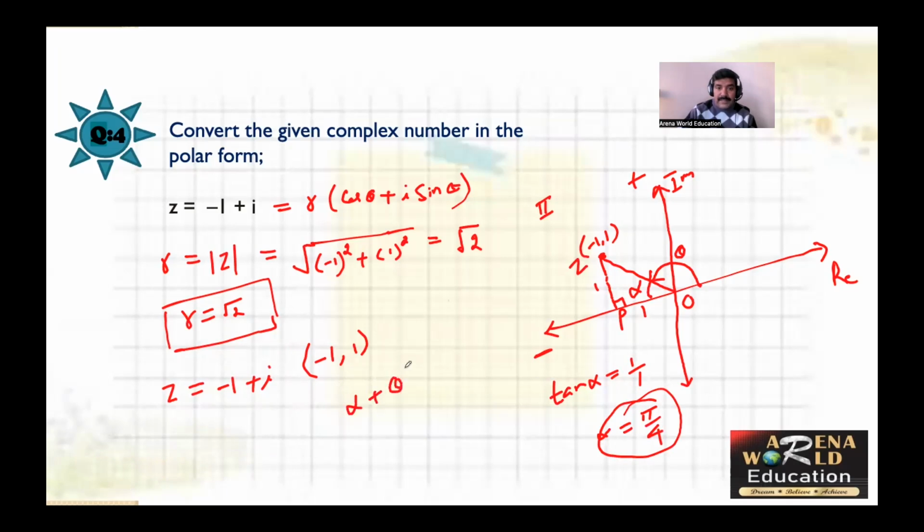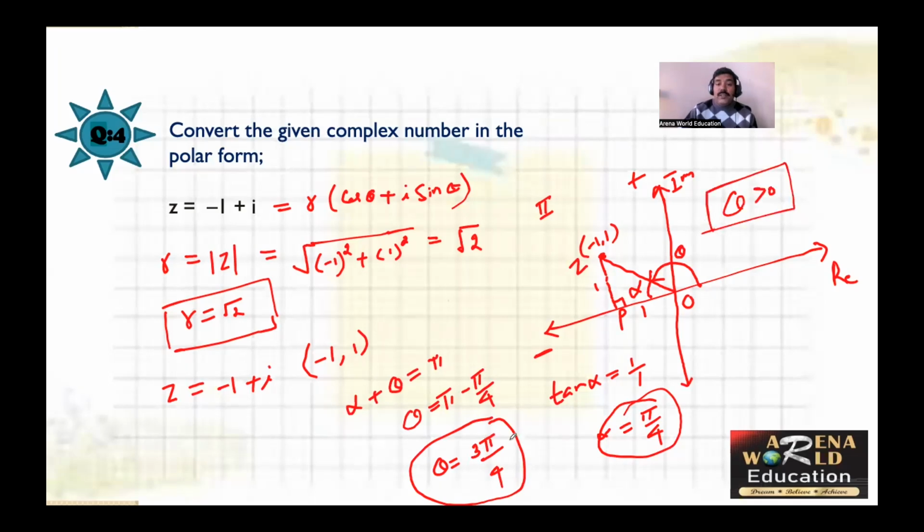alpha plus theta is equal to, yes, it was pi and alpha you have already calculated. So theta will be pi minus pi by 4. And the value of theta will be 4 pi minus pi. Yes, it will be 3 pi. And 3 pi upon 4 is the principal argument, right? So we were in the anti-clockwise direction. So theta was positive. Now there is no need to change the sign of this argument.